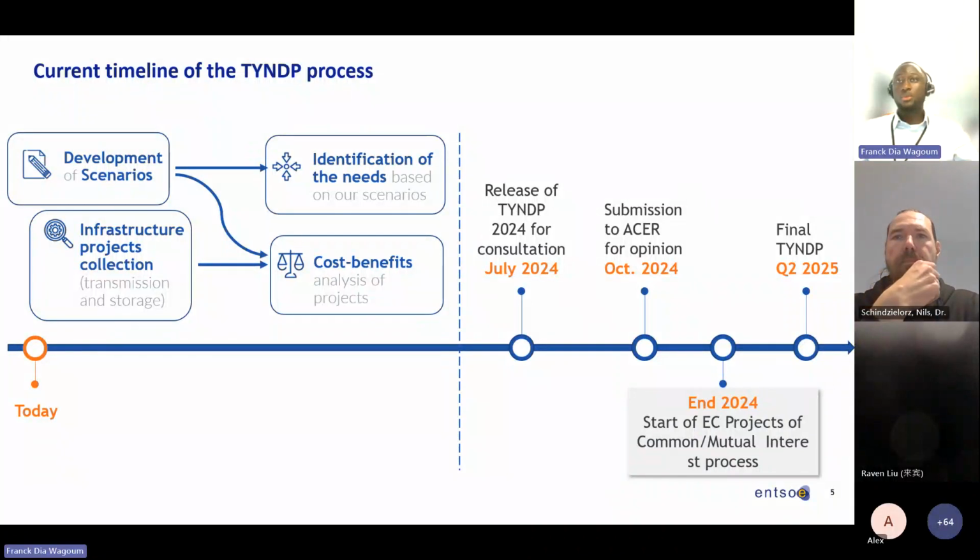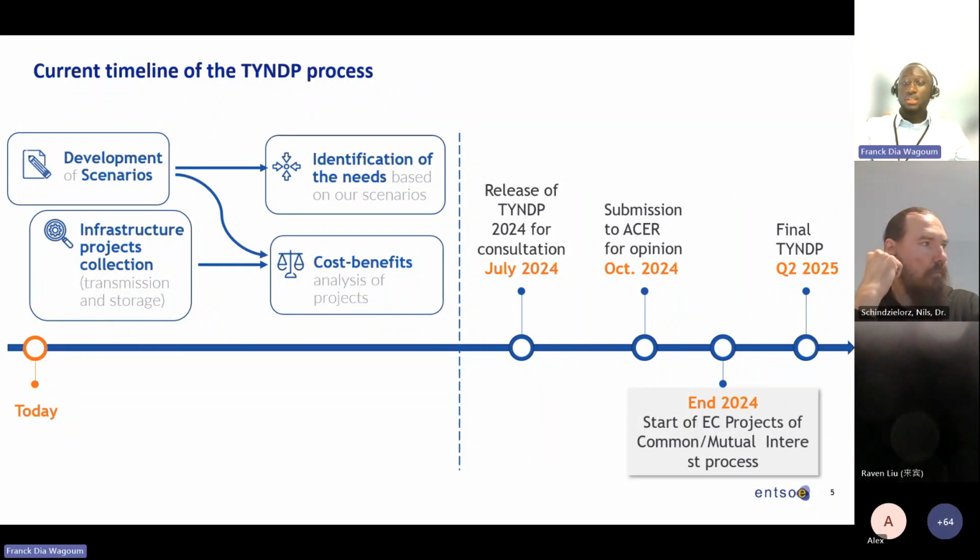And afterwards will come the cost benefits analysis, which is the last part of the TYNDP process itself. And everything together should be released hopefully by next summer, public consultation in July 2024. And afterwards we will have a submission to ACER for opinion in October 2024, 3 months after the publication for public consultation. And after that, in quarter 2 of 2025, final publication of the TYNDP package itself, basically.